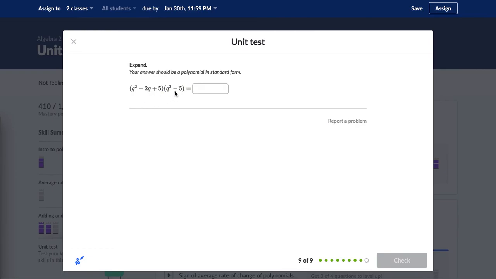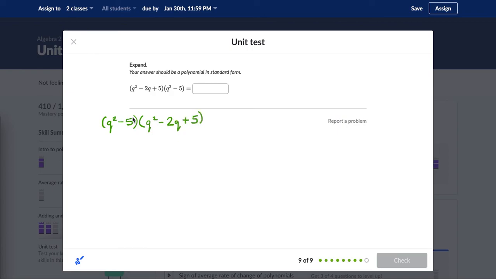Okay, I like kind of doing this in opposite order. I like putting the smallest one first, right? So I'm going to do that, and it's okay. You can write this in opposite order. So q squared minus 5, right, times q squared minus 2q plus 5.